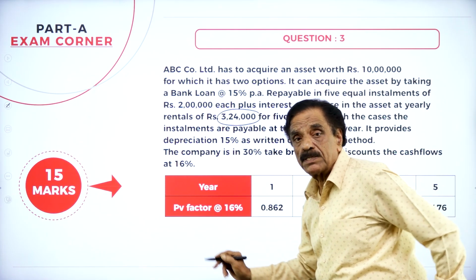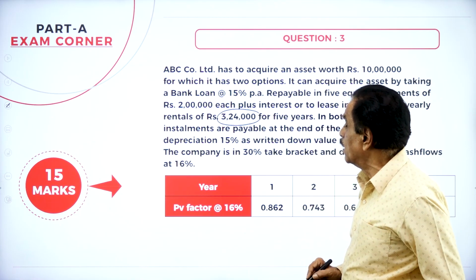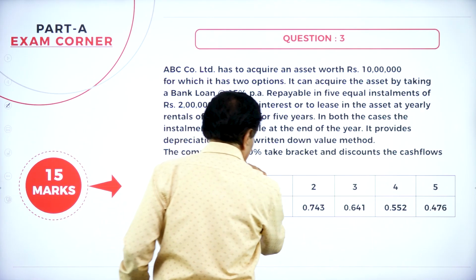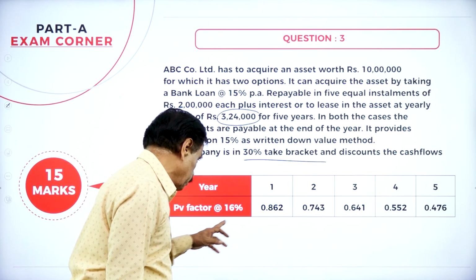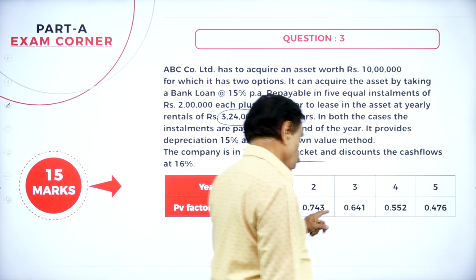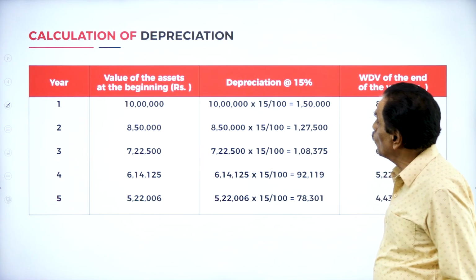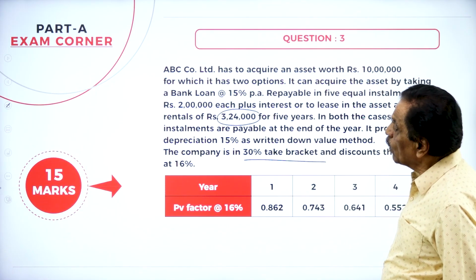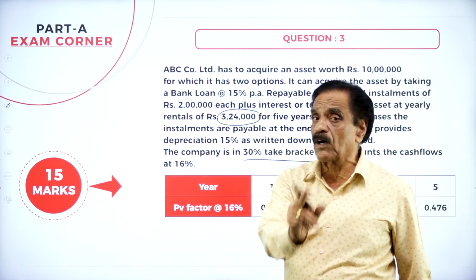It provides depreciation at 15% on written down value, diminishing value. The company is in the 30% tax bracket, and the discount factor is 16%. The discount factor is given. So the question is, either you can go on a lease or go on a purchase. The first step to follow is depreciation.